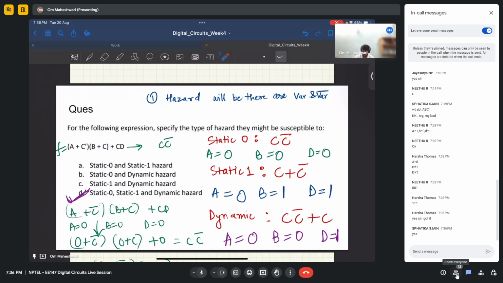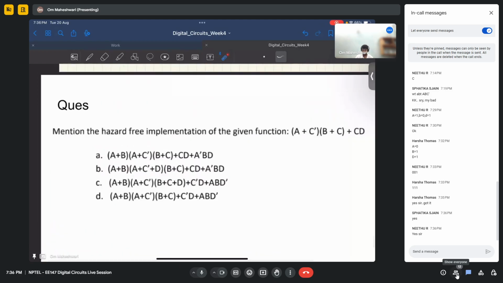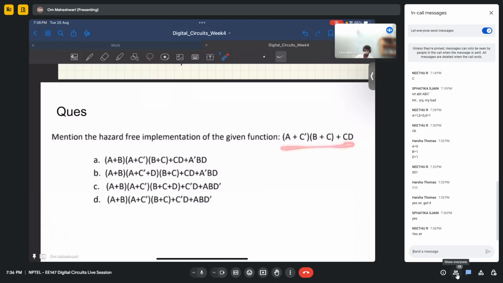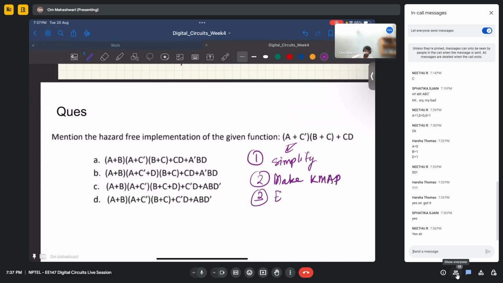All right. We have one more question. So we have the same question as above. We know it has static and dynamic all the hazards. Now we have to give the hazard-free implementation. So how do we do this? One form is you make a K-map, or maybe simplify this first, then make a K-map, and then ensure adjacent ones are in the same group.